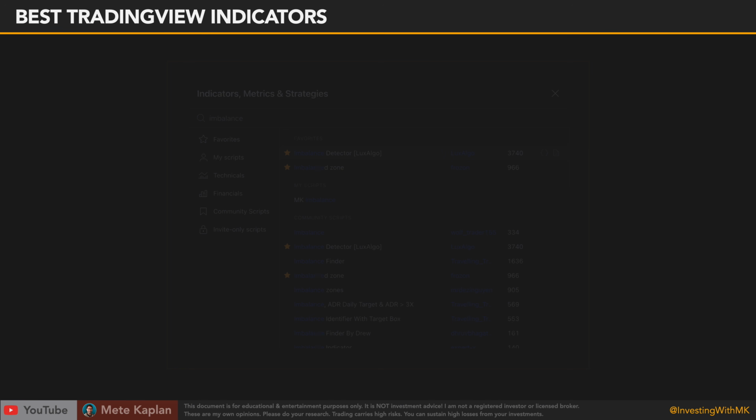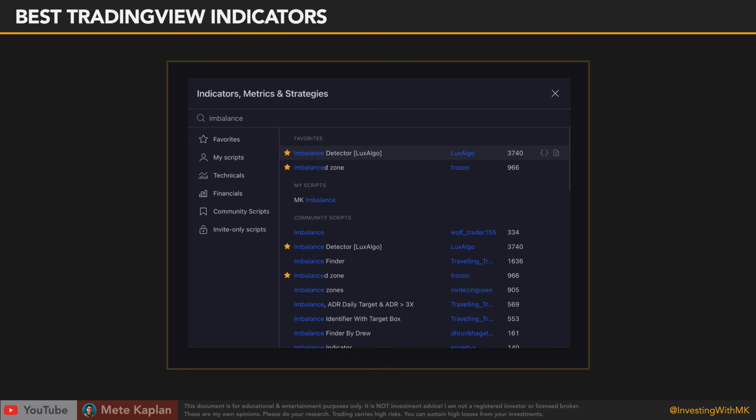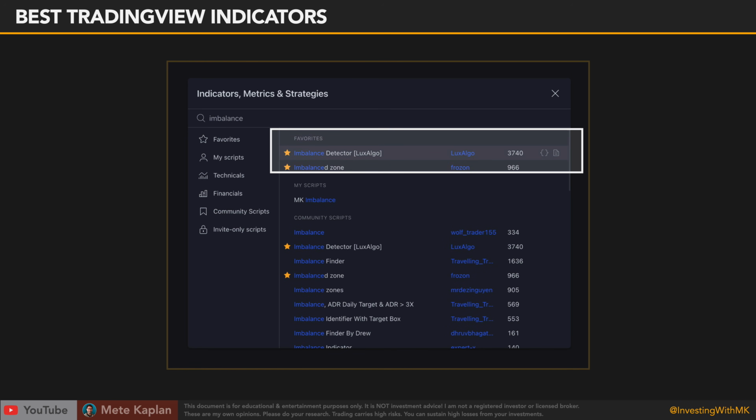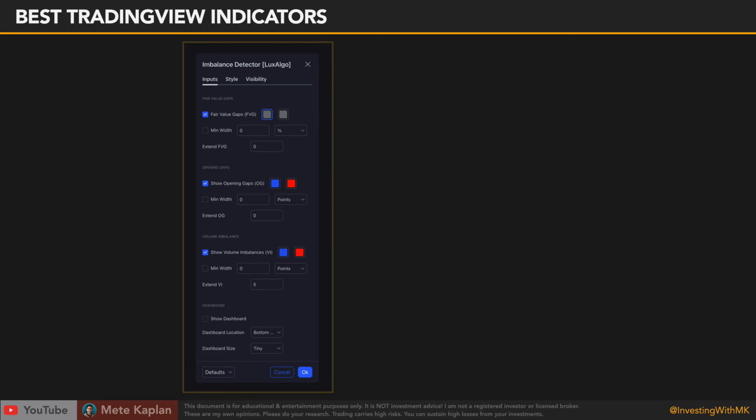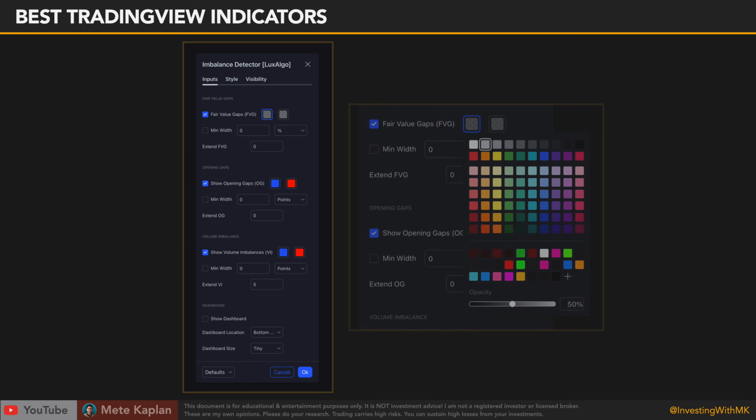My second indicator is definitely the imbalance detector from LuxAlgo. This is a very simple and easy to use indicator. You do not have to use this one, I just enjoy it. My settings are quite simple. I use all inefficiency types: fair value gaps, basically imbalances, opening gaps, which show large price gaps on the chart, and the volume imbalances.